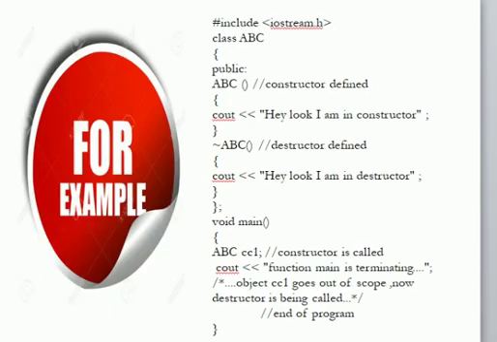In this example, when the constructor is called, it prints, hey look, I am a constructor. After that, the function ends by printing the statement that function main is terminated. When the function main is terminated, it automatically goes to the destructor. The destructor will deallocate the memory consumed by c1. That means it is an object of the class. So it deallocates all the consumed memory, and then the destructor is called and prints the statement, hey look, I'm in destructor. So this is what a destructor does.